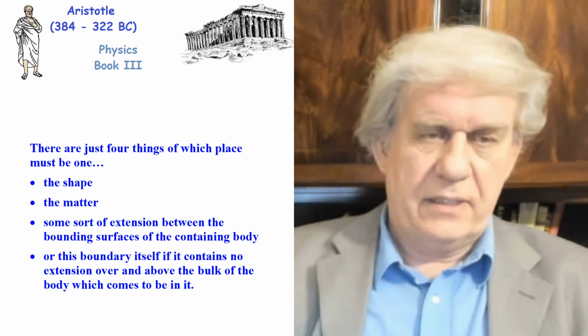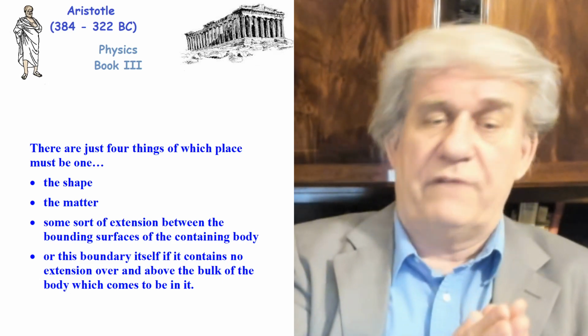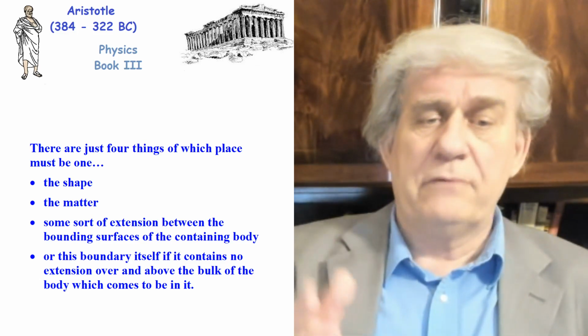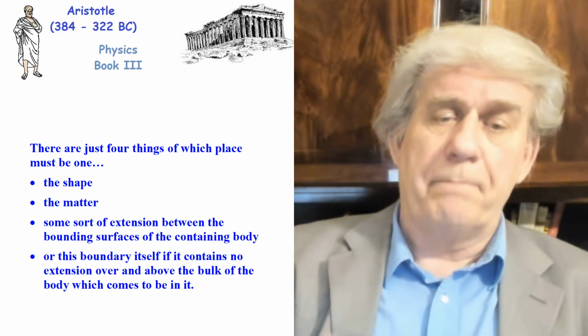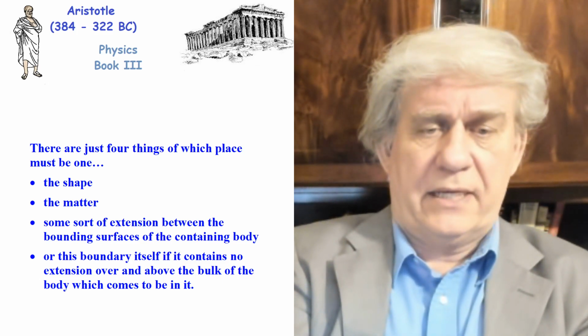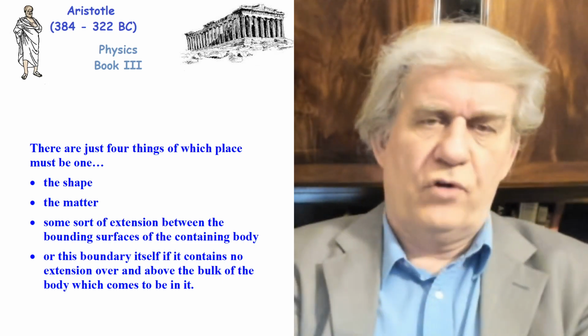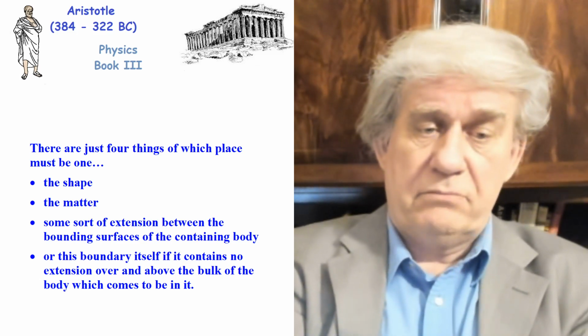One is the shape, the matter, some sort of extension between the bounding surfaces of the containing body, or this boundary itself, if it contains no extension over and above the bulk of the body which comes to be in it. So he says these four. Place has to be one of these four things. It's got to be one of them. And then he rejects three of them.